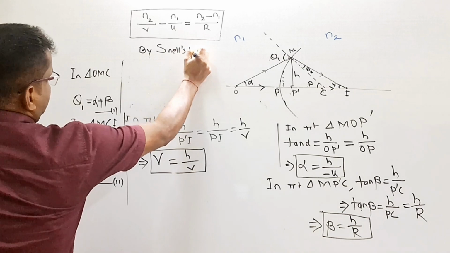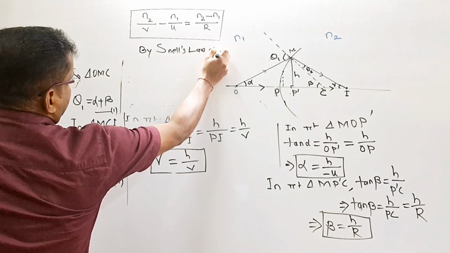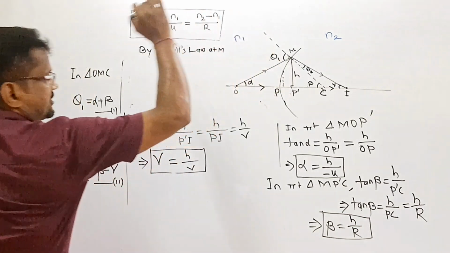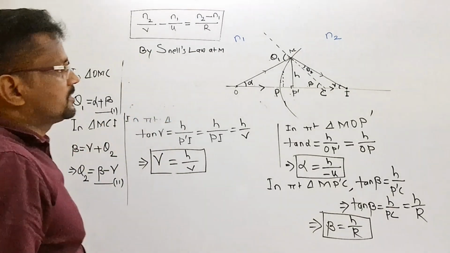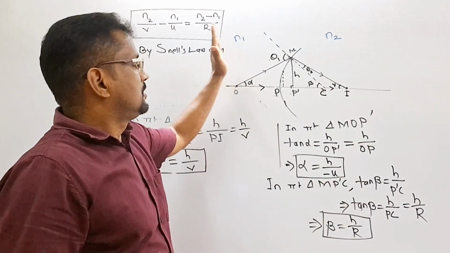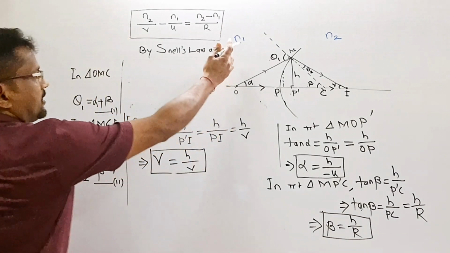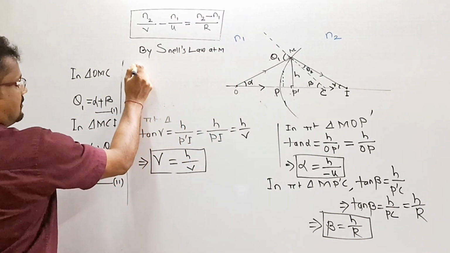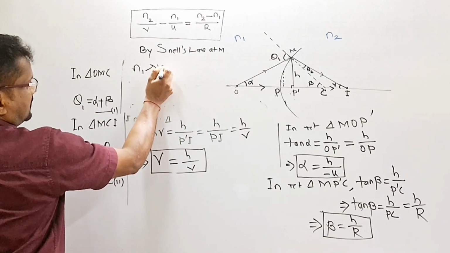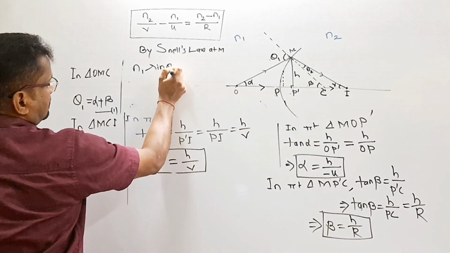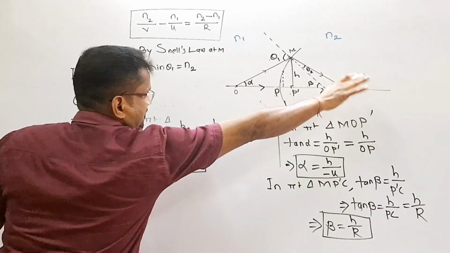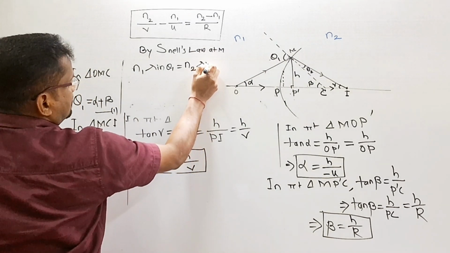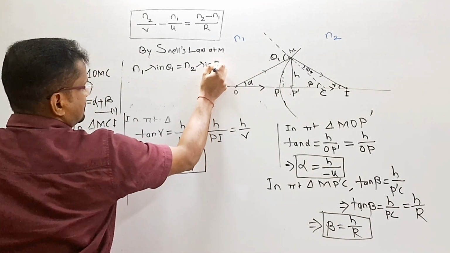ইয়াৰ পিছত by Snell's law at M, the point of incidence. So Snell's law, another form কি আছিল, that is your refractive index কি এইটো মিডিয়ামৰ ইফালৰ মিডিয়ামৰ n1 sin of theta 1 equal to n2, refractive index of the second medium, sin of angle of refraction, that is your theta 2.